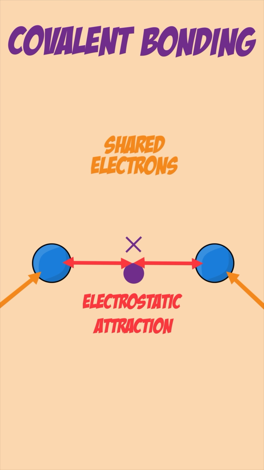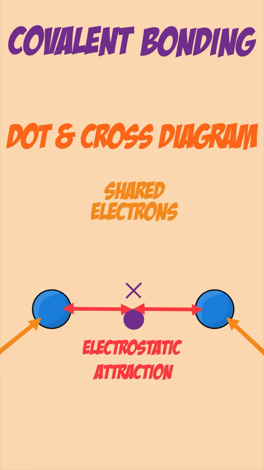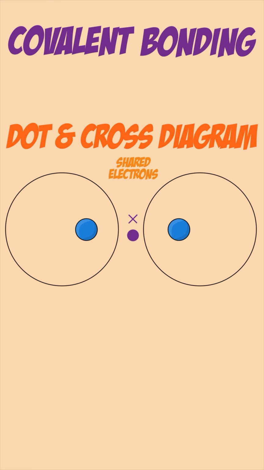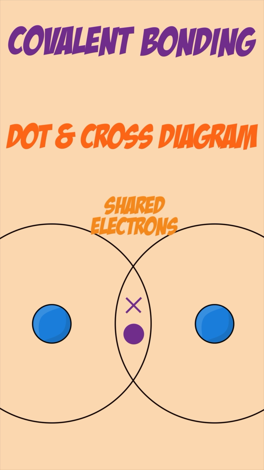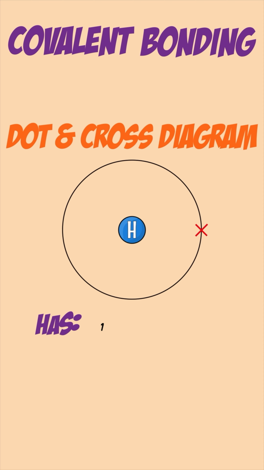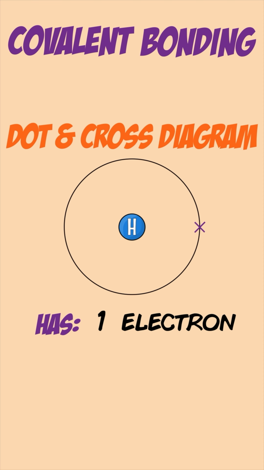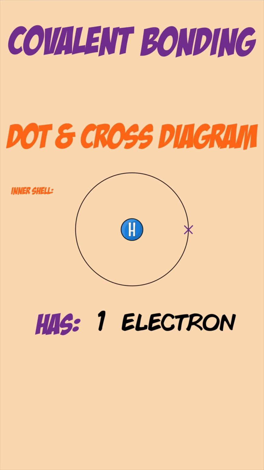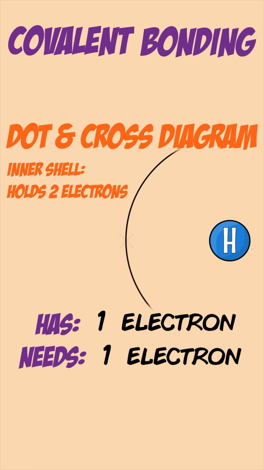Covalent bonds can be represented using dot and cross diagrams, and these show the outer shells of the atom overlapping. Any electrons that are being shared are drawn in the overlapping section of the shells. So for example, if we had hydrogen, drawing a dot and cross diagram for a single hydrogen atom shows that there's only one electron in the outer shell. And as this is the very inner shell, it only holds 2 electrons.